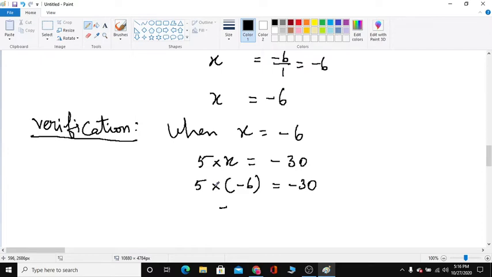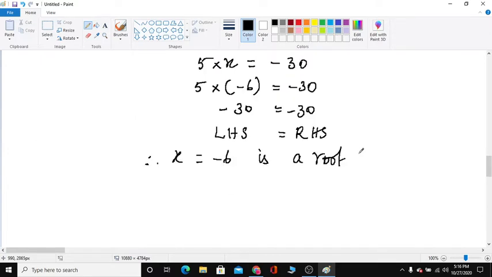Therefore, what is your answer? Which is the root? x is equal to minus 6 is the root. When we substitute minus 6 in the place of the variable x, we get the left hand side value equal to the right hand side. So minus 6 satisfies the given equation. So minus 6 is the root of the equation. So our answer is correct, children. Now we will go to the next problem, example 4.